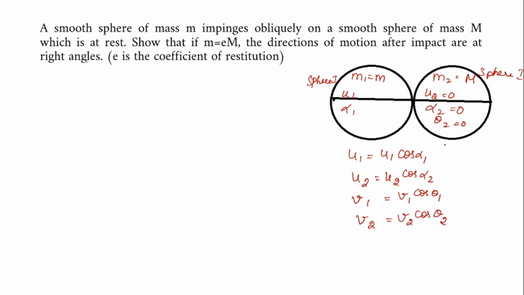But in this particular problem, u1 is u1 and cos alpha 1 is there, so it will be u1 cos alpha 1. And u2 will be 0, so when you substitute, the complete term will be 0. V1 is there and cos theta 1 is there, because after impact there is some angle displacement, so it will be theta 1. So v1 cos theta 1, and v2 cos theta 2. For theta 2 equal to 0, cos 0 is 1, so you'll have only v2. These are the terms we are having instead of u1, u2, v1 and v2.